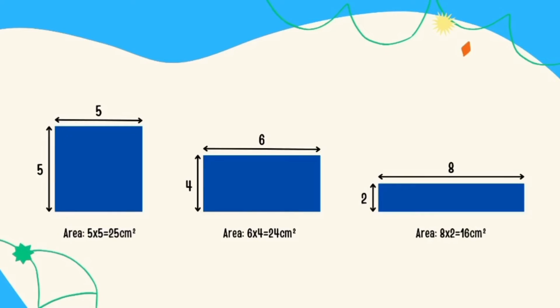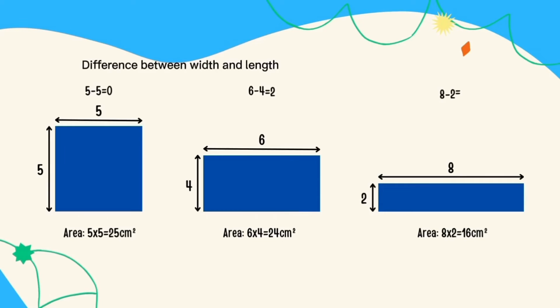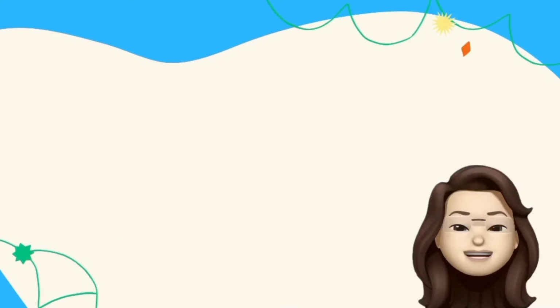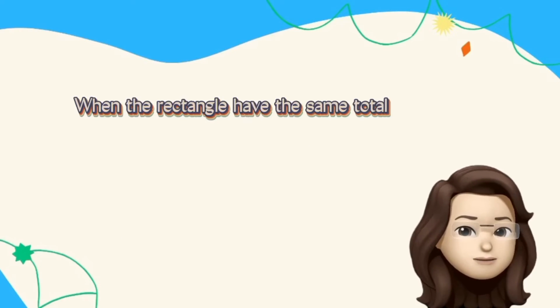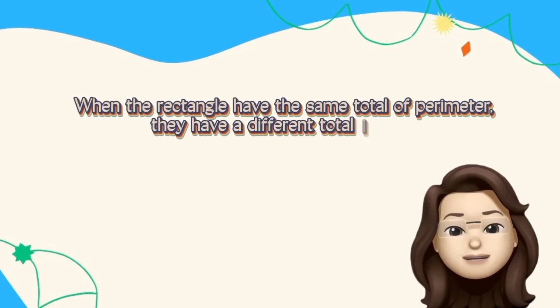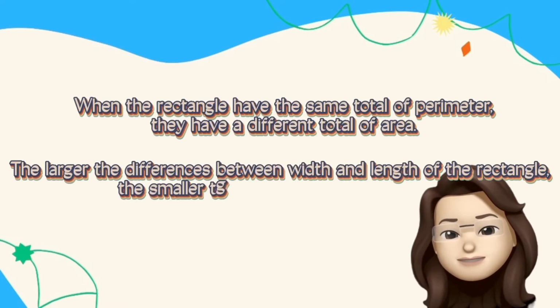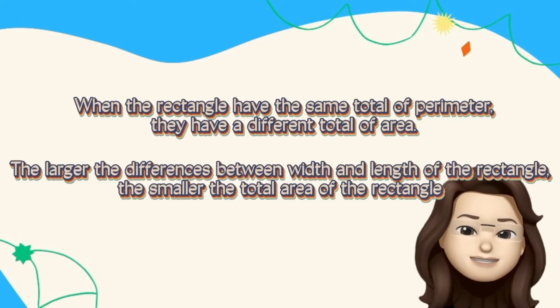Let's relate the differences of width and length with the total of area. You can see here, they have differences between the width and the length. The larger the differences between the width and the length, the smaller the total area of the rectangle. So we can conclude that if different sizes of rectangles have the same perimeter, they have a different total of area. The larger the differences between the width and the length, the smaller the total area of the rectangle.